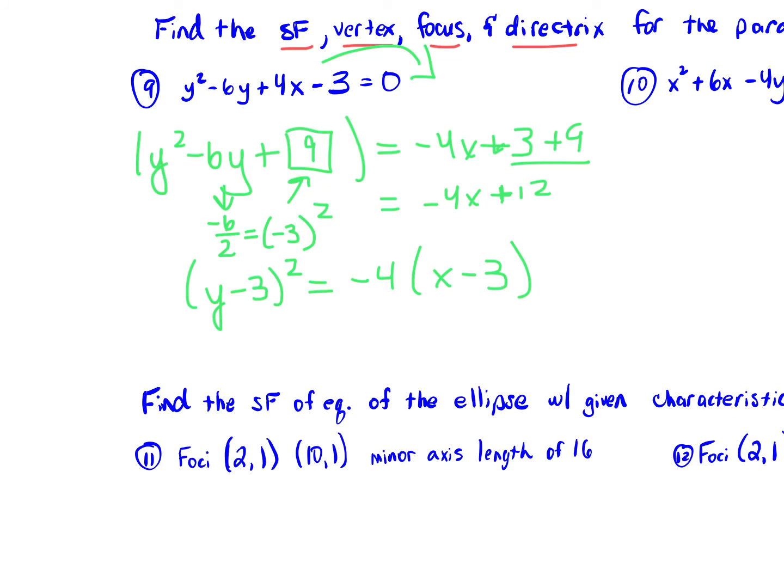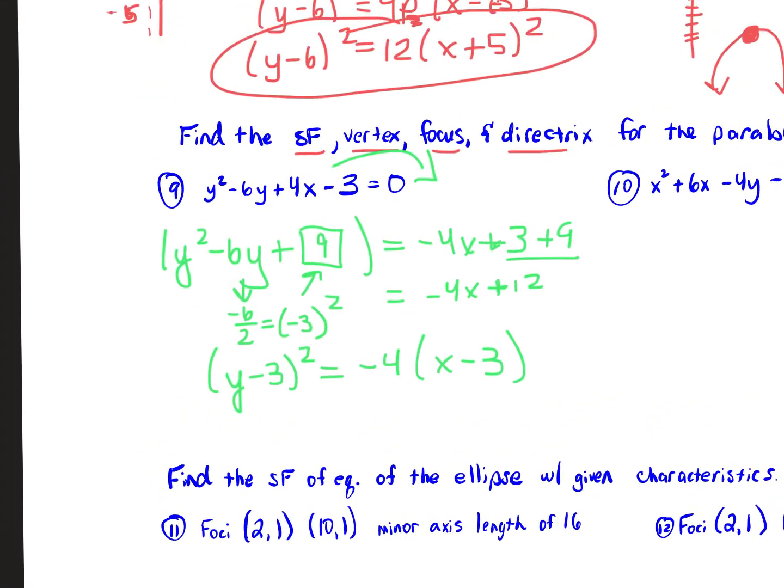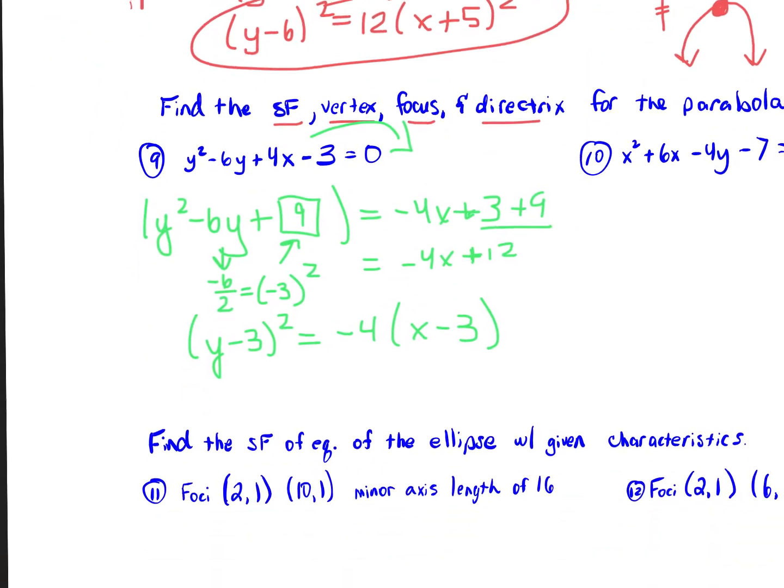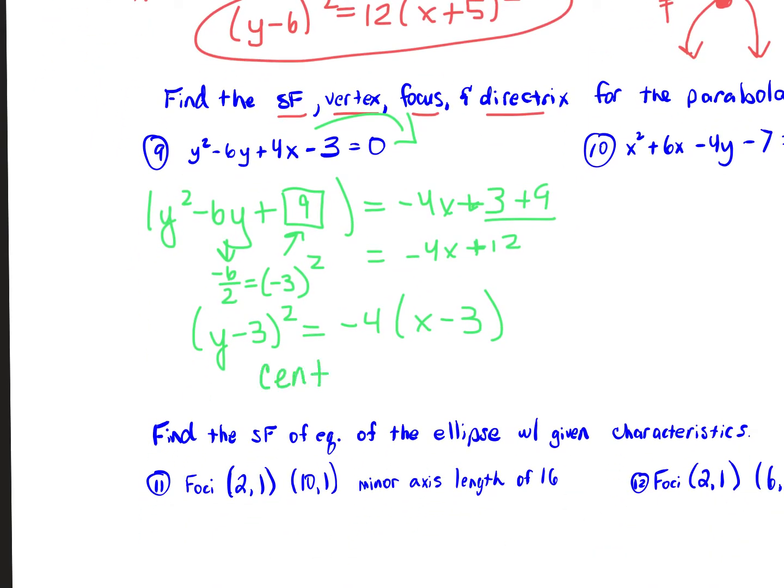This is a y minus 3. This is a y equals. So I look up here and I say, okay, y equals, that means y is with the k and x is with the h. So my center here is going to be at positive 3, positive 3.